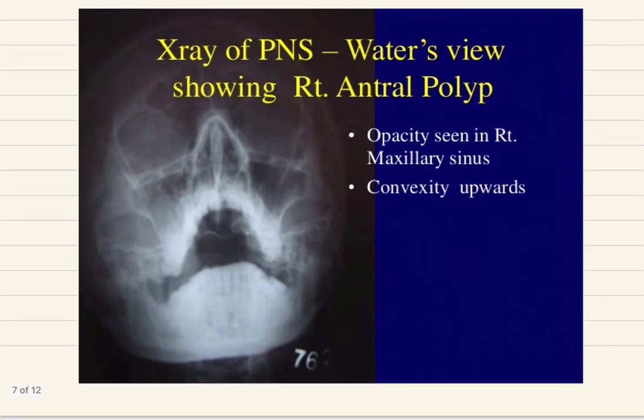Now another X-ray, as you can see, there is an opacification in the right maxillary sinus, and this has a convexity upwards. So this is diagnostic of an antral polyp. So in an antral polyp, you will see the convexity pointing upwards, whereas in case of air fluid level, the convexity is pointing downwards.